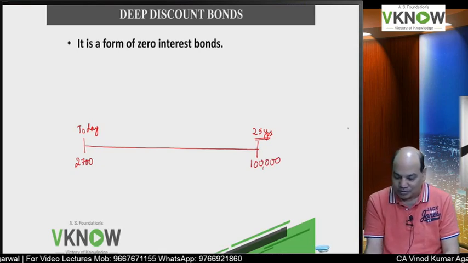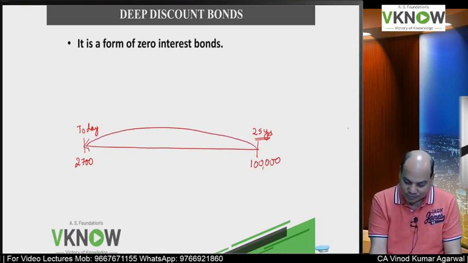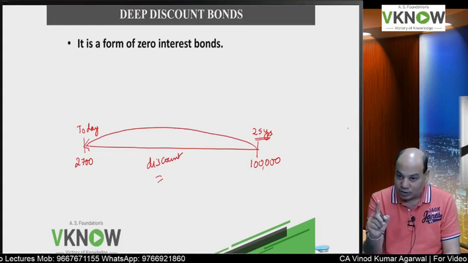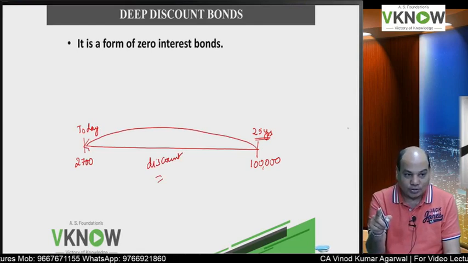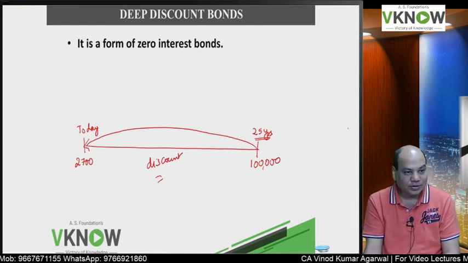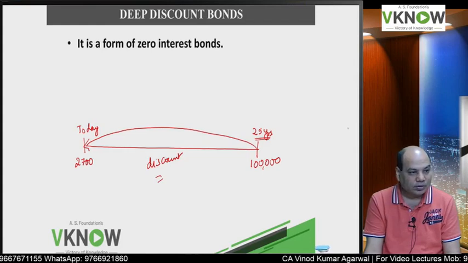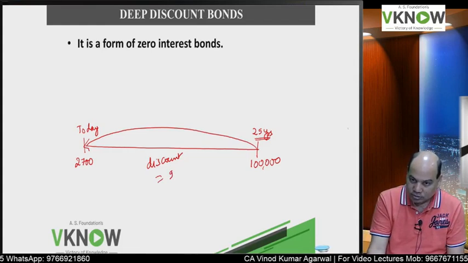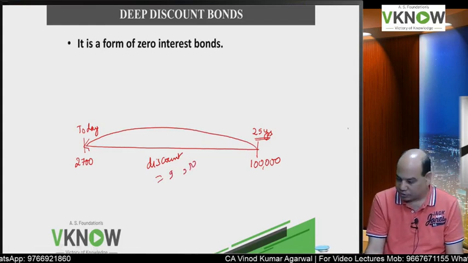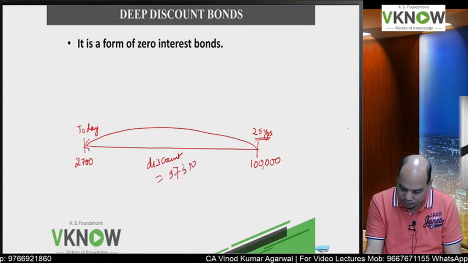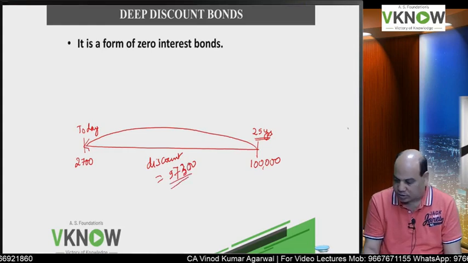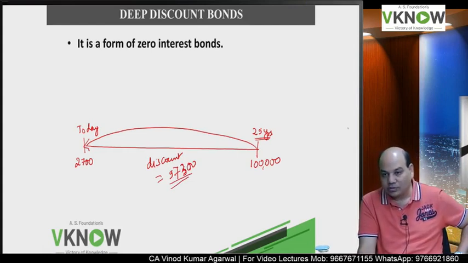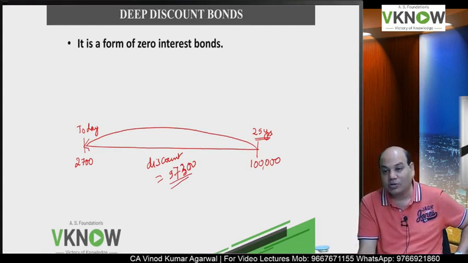How much is the discount? Discount amount, 1 lakh face value bond, they are issuing at 2700. What is the discount? Come on. 97,300. Very good. Students in the class are saying 97,300. Even online students are saying the same. So 97,300 is the discount. That is why it is called deep discount bond.